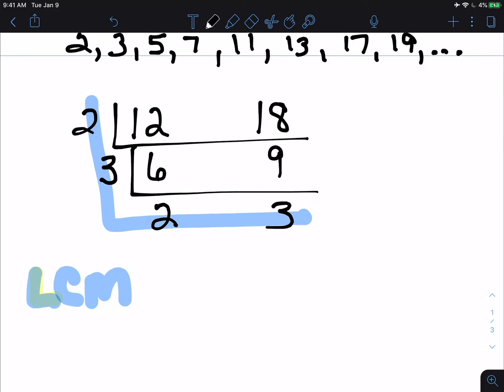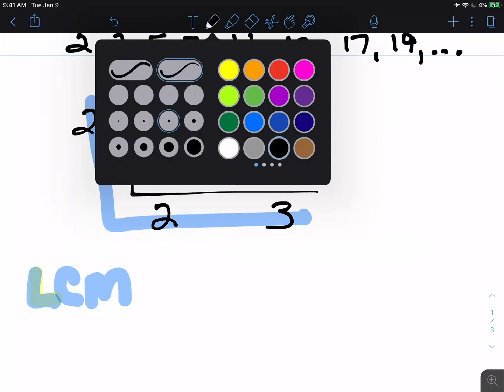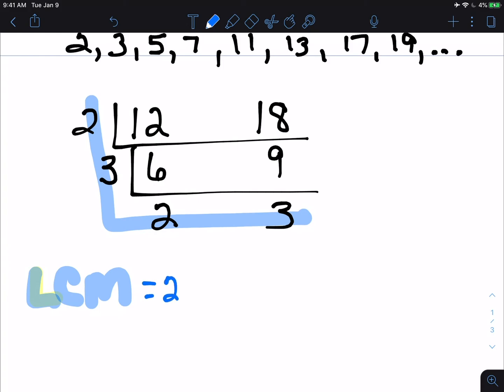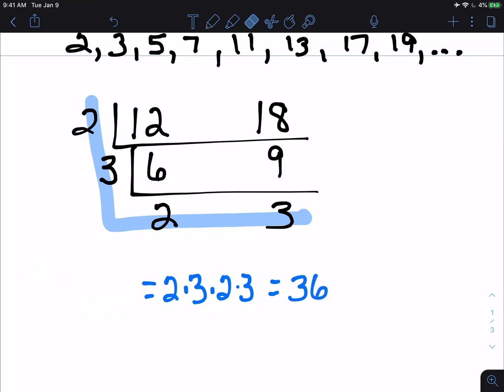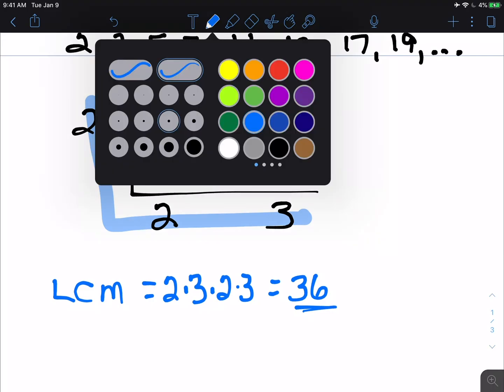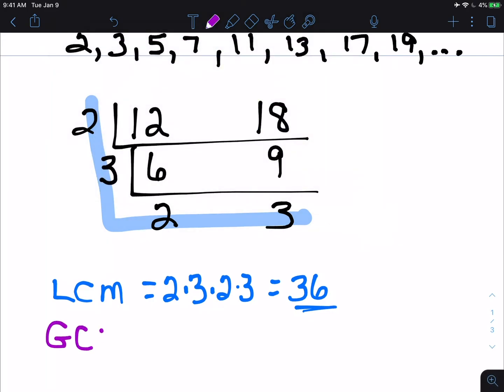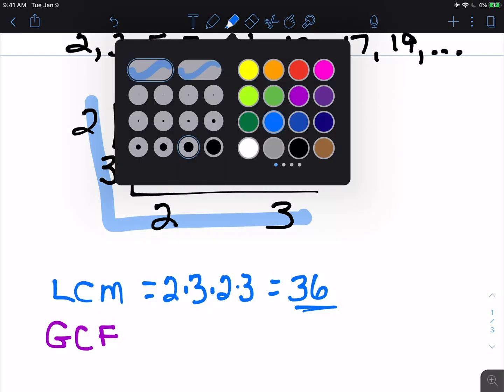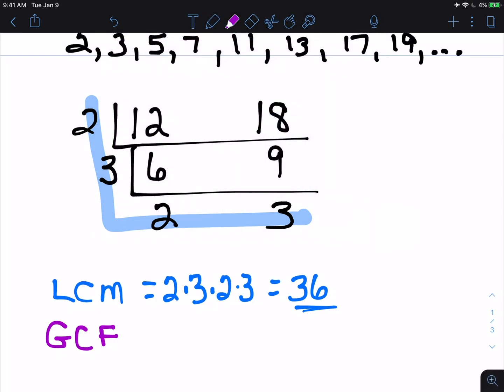So the least common multiple is going to be what's left over here, 2 times 3 times 2 times 3, which is 36. So your least common multiple, the smallest number that both 12 and 18 will go into, is 36. The greatest common factor, if you're using the algorithm or just the method, is just the numbers straight down. So your greatest common factor is 6.